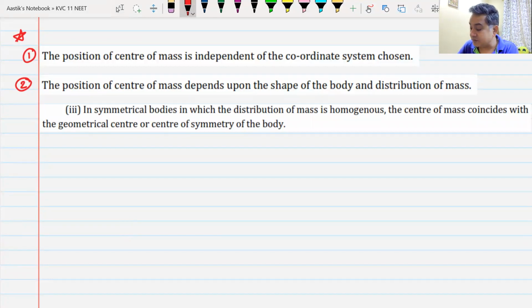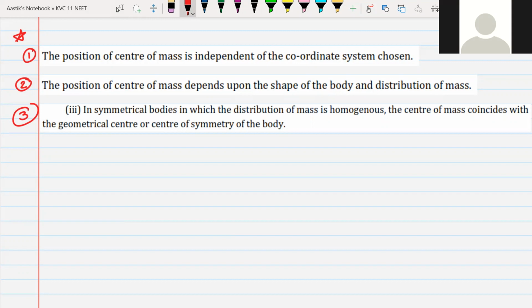Say, for example, you have this square. The center of mass of this square will be at the center. If you have a rectangle, the center of mass of this rectangle will be at the center. Do we understand this? So for symmetrical bodies, the center of mass will be at the center.